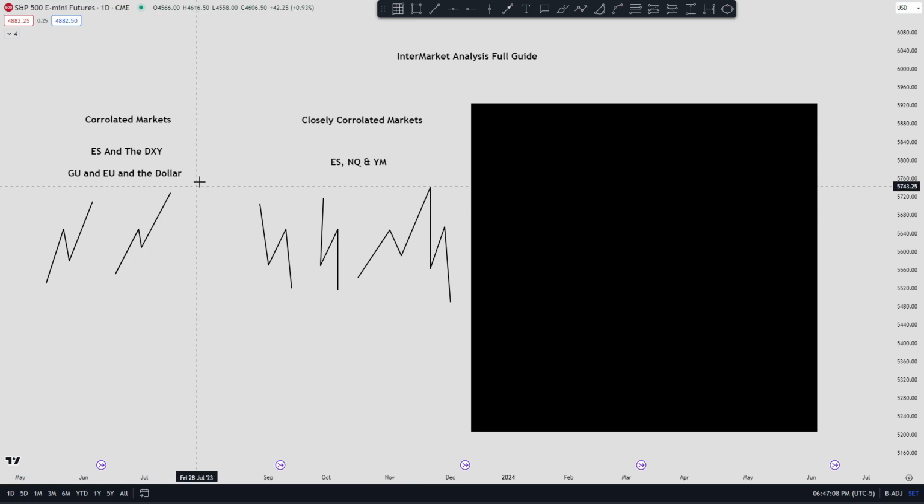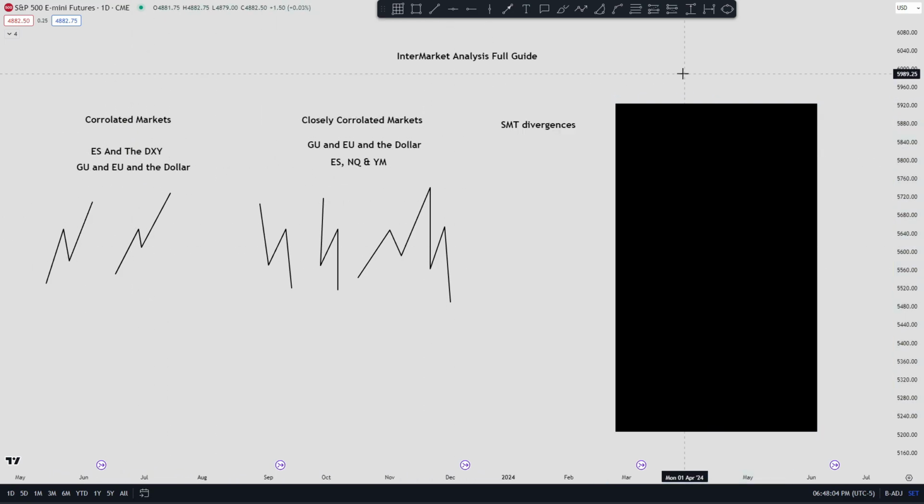But these are correlated markets, and these are closely correlated markets. I'd put GU, EU, and the dollar in closely correlated markets as well, because since GU and EU are connected to the dollar, usually you want to see if GU is going higher, the dollar going lower. If EU is going higher, the dollar is also going lower, and they can play out in the long term as well. Next thing we have is the SMT divergences.